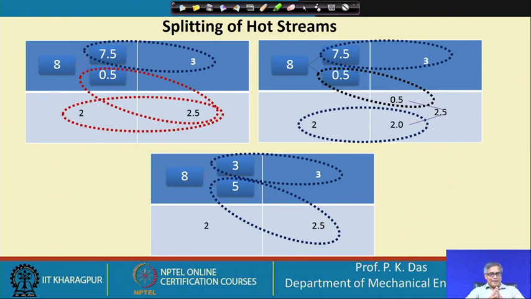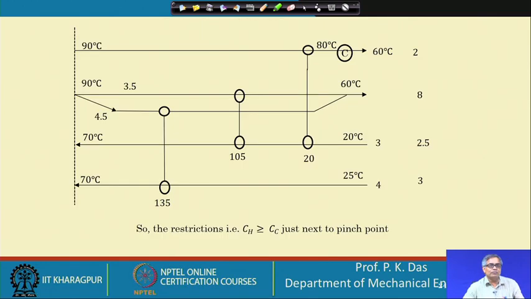The cold stream we may split, we may not split. I have shown 2 solutions in which the cold stream has not been split. In this case the cold stream has not been split, in this case also not. In this case the cold stream has also been split. But by splitting the cold stream, the total number of cold streams should not be more than the number of hot streams. With this, let us go to the next solution.